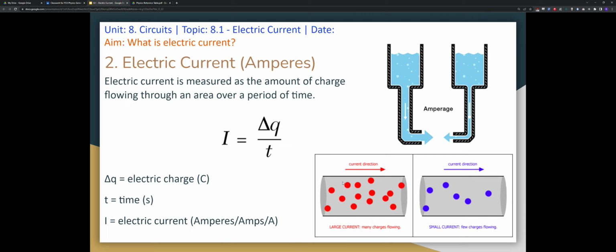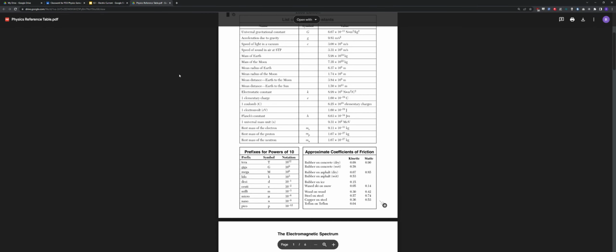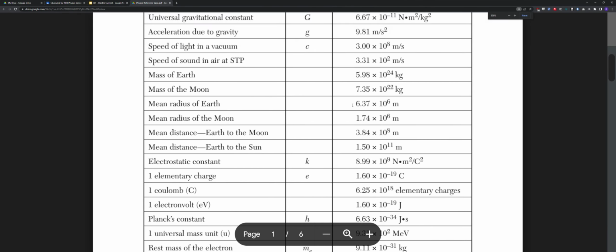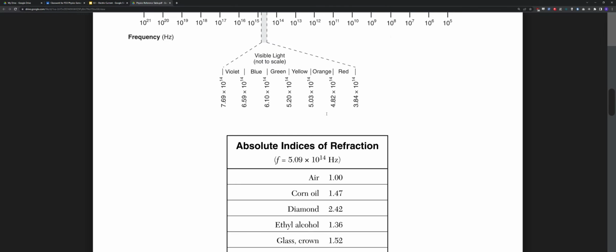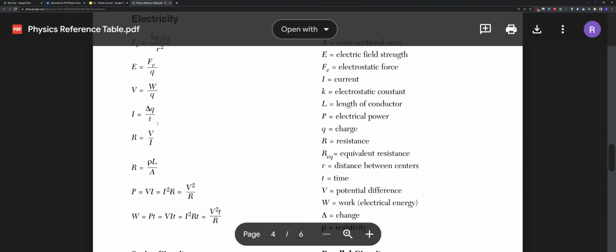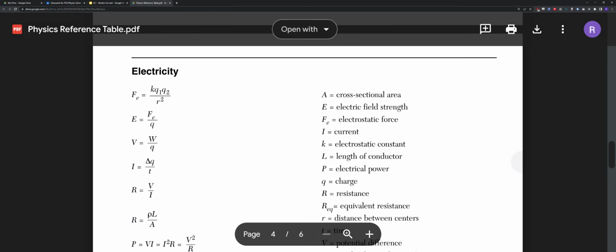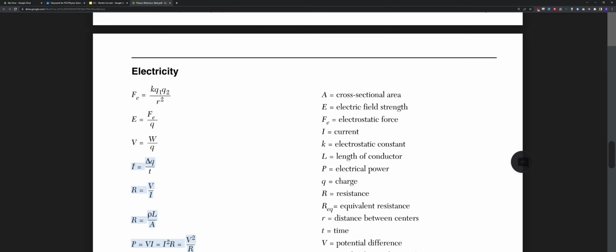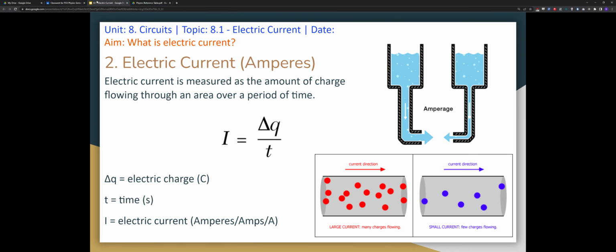And so the formula for electric current is delta Q over t. It's your amount of charge that flows through a given wire over a period of time. And on your reference table, it's the fourth formula down on the electricity page.